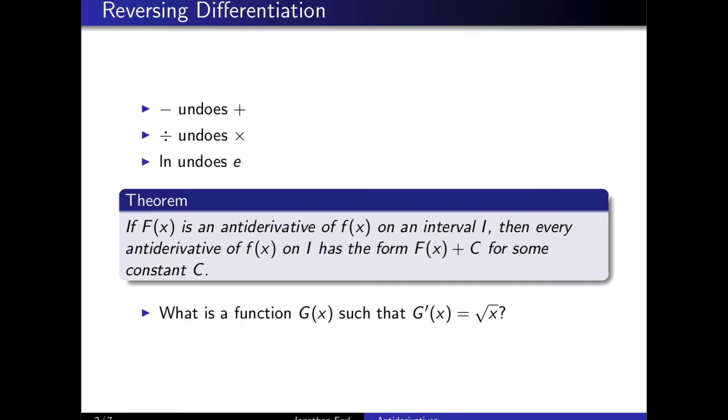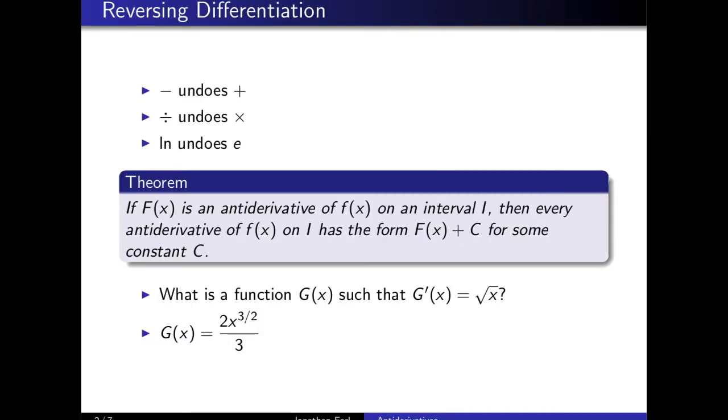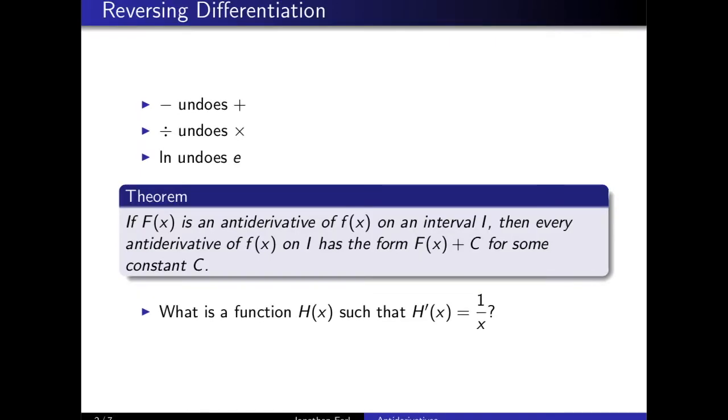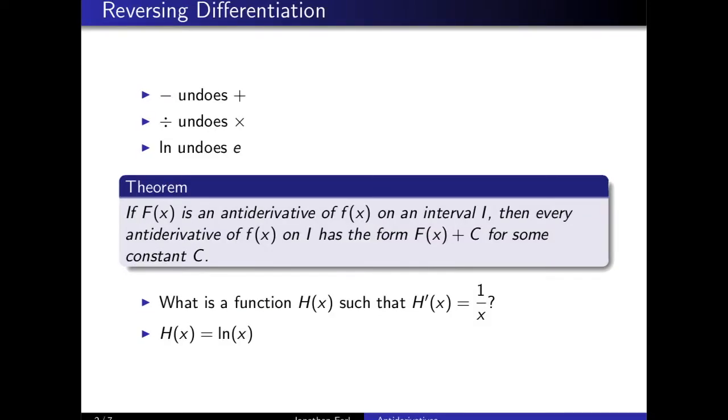What about if we want square root of x? Well, we know from the power rule that we'd want something with a 3/2 in the exponent. And again, when we take care of the constants and things, we'd want to start with 2/3 x to the 3/2. And lastly, what do we want to start with to wind up with a derivative of 1 over x? Well, we need to start with natural logarithm.